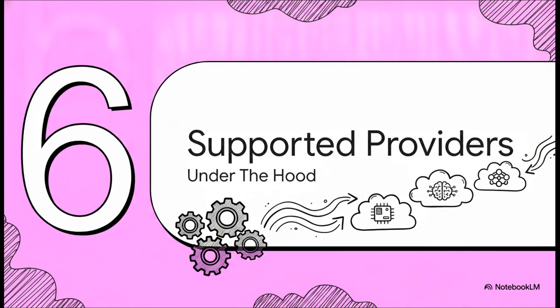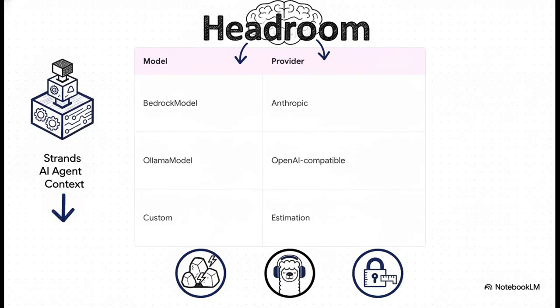Section 6, supported providers under the hood. Okay, so how does Strands actually translate all of this magic to your underlying LLMs? Headroom has made this incredibly clean and developer-friendly. It basically detects the underlying provider based purely on the Strands model you're using. So if you're using a Bedrock model, it immediately detects Anthropic via AWS Bedrock. Running locally with an Llama model, it treats it as OpenAI compatible. And hey, if you're building something totally proprietary with a custom model, it safely falls back to a token estimation method. You always know exactly how your specific model choice is being handled, ensuring the compression is always perfectly optimized for whatever your destination LLM is.